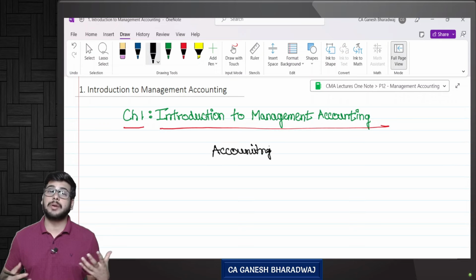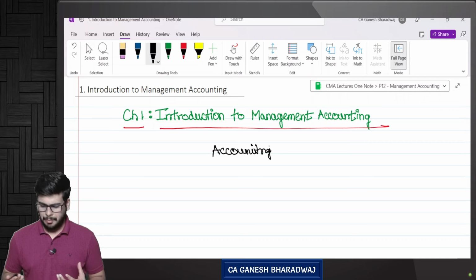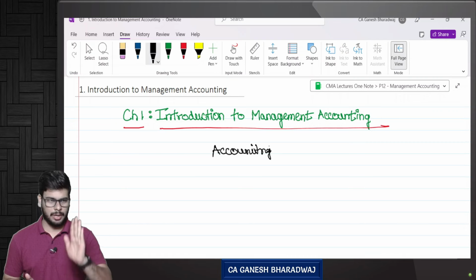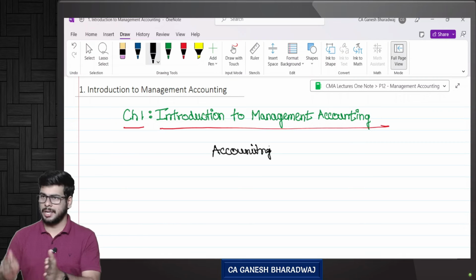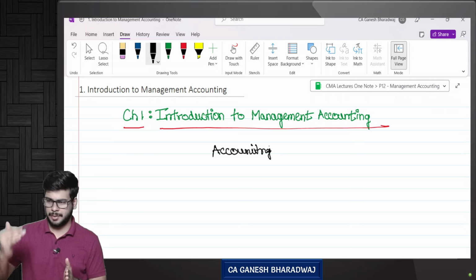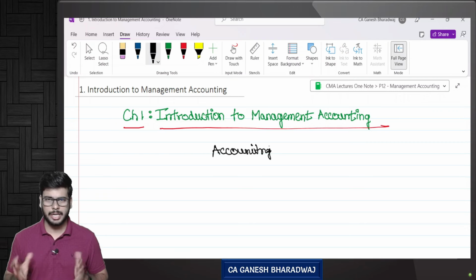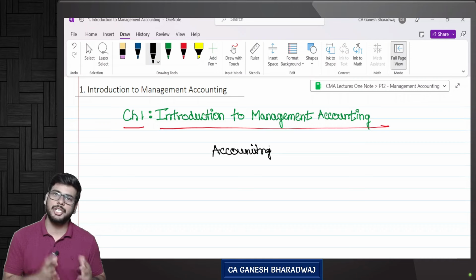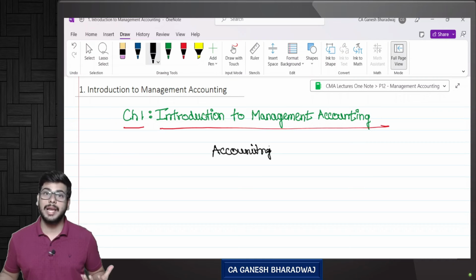The different branches of accounting. Till now, if someone says accounting to you, you automatically jump to the conclusion that accounting means what? Journal, ledger, trial balance, then you prepare your financial statements like profit and loss account, balance sheet. No, that is your financial accounting. There are multiple legs to accounting.